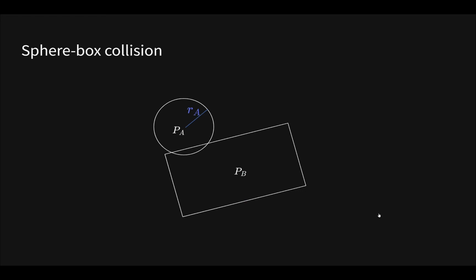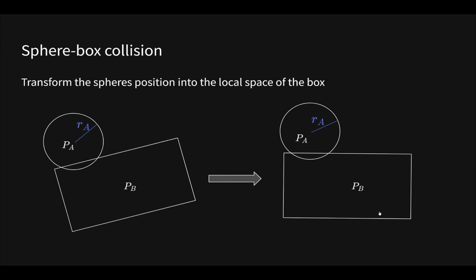All right, moving on to sphere-box collisions. Here again, we have PA and PB, the centers of the two shapes, and the radius RA. What we're going to do in this case is transform the sphere's position into the local space of the box. This essentially changes the problem into a sphere versus an axis aligned bounding box instead, which makes the problem much easier.